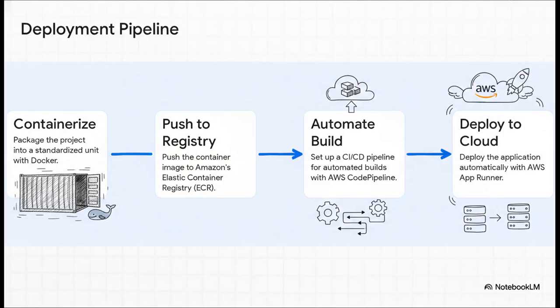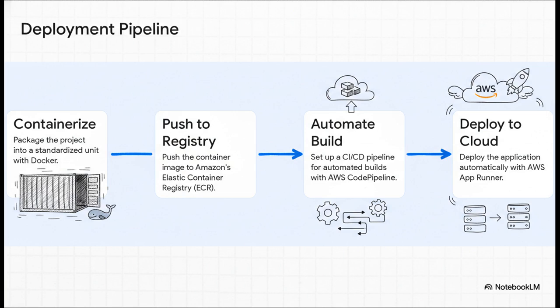See, modern deployment is all about automation. Instead of dragging and dropping files, you build an automated pipeline. First, you containerize your app with a tool like Docker. Think of it like packing your entire app and everything it needs into one standardized, neat little box. Then you push that box to a registry, which is just a big warehouse for your containers.